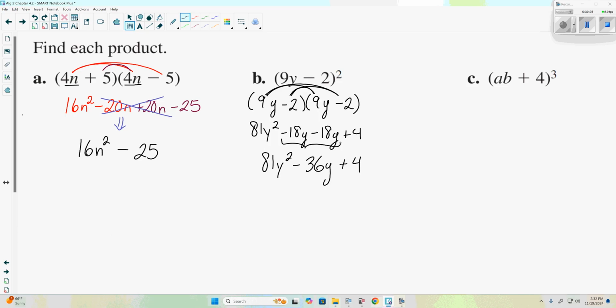Questions on this here? We kind of see how that works. Now, for the most part, multiplying them out and knowing the shortcut's not going to make a whole lot of difference. They're going to end up working about the same.